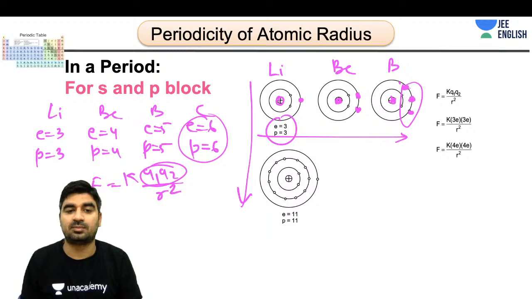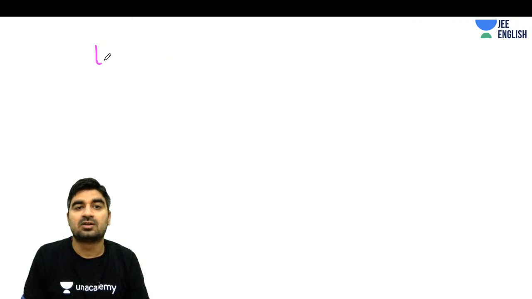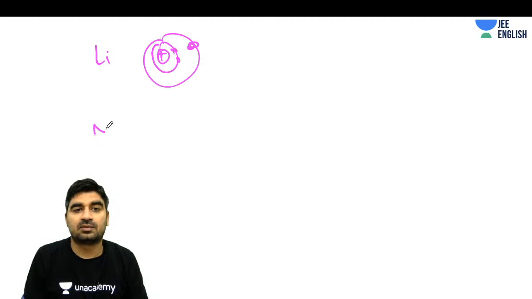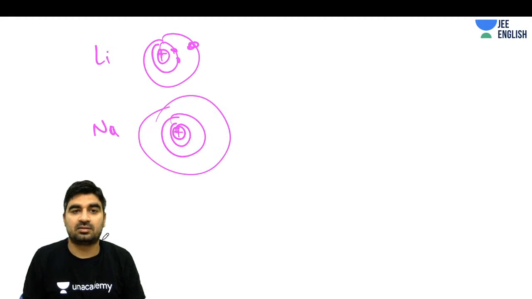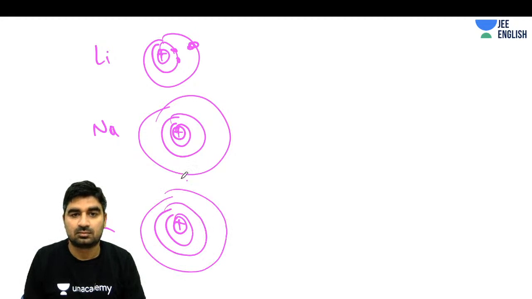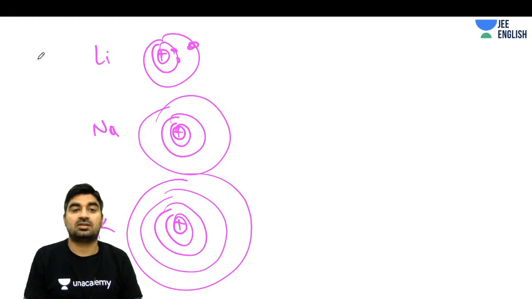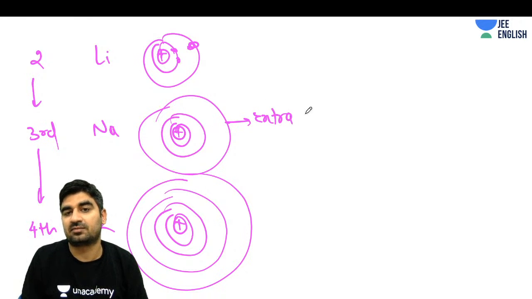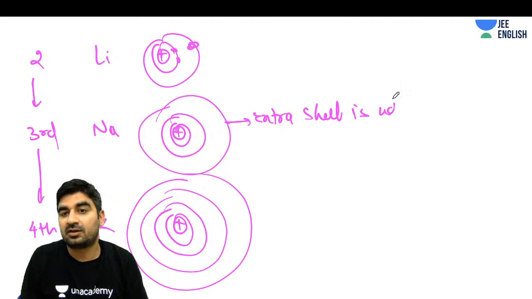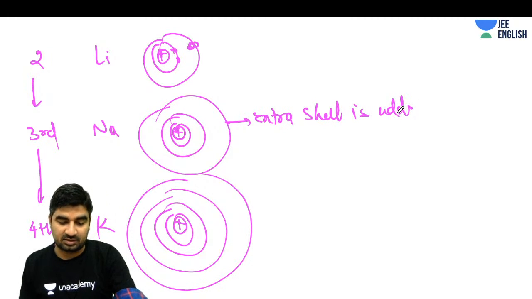And when we move top to bottom, guys, what will happen? So here we have lithium, then we have sodium, and then we have potassium. So guys, this is second period, this is third period, this is fourth period. When we are moving top to bottom, at every step, one extra electron is added, one extra shell is added. And due to addition of that extra shell, size will increase.